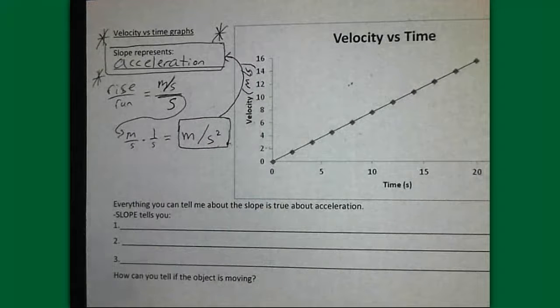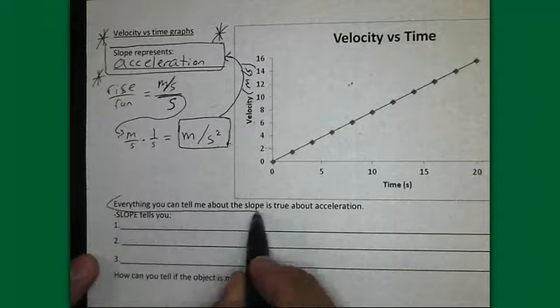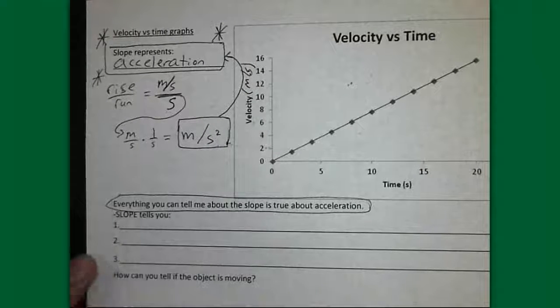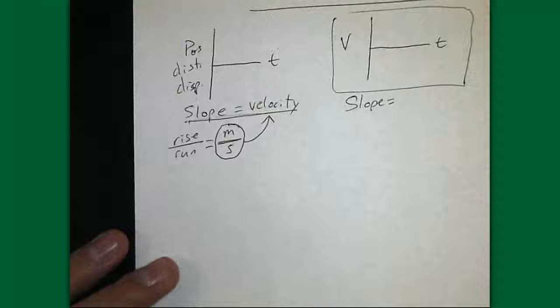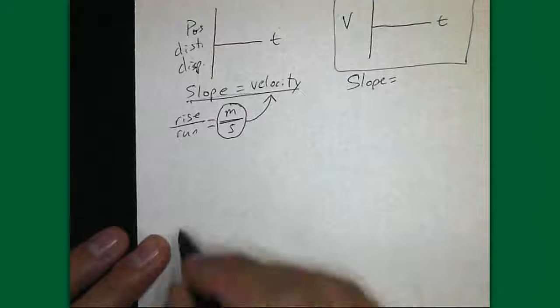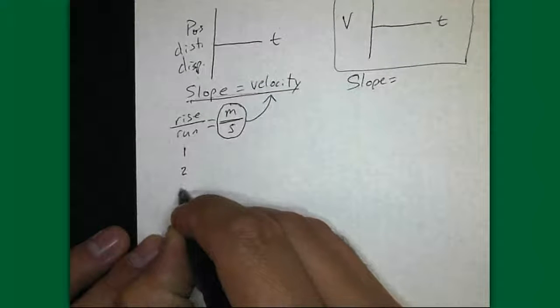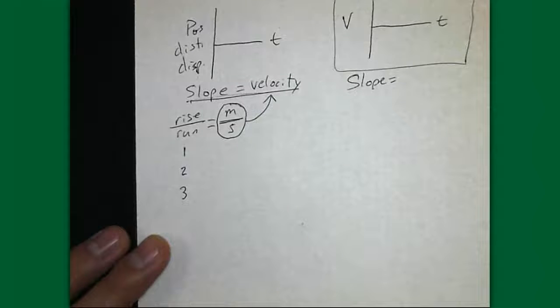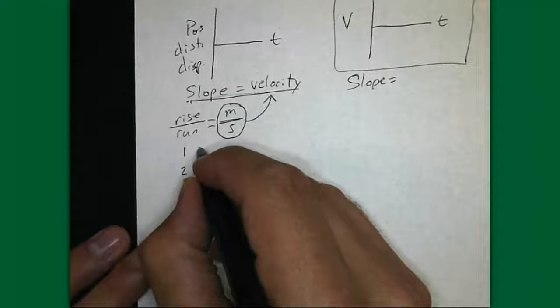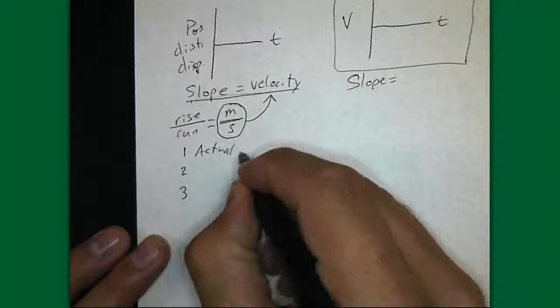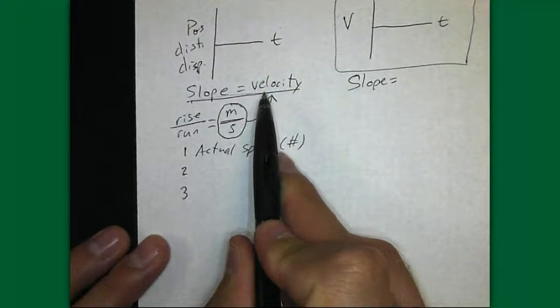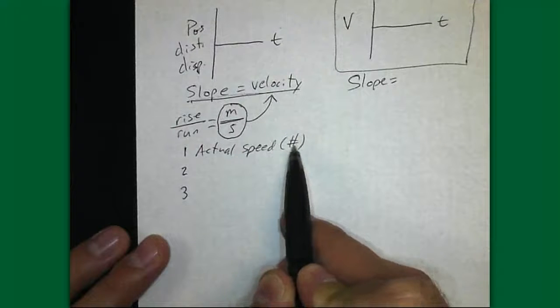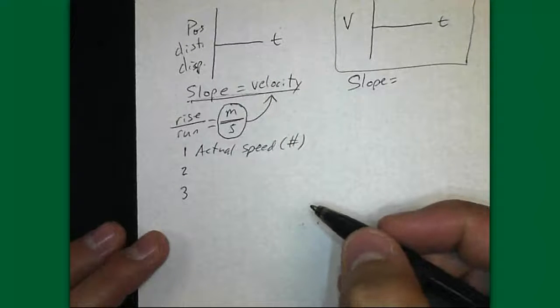So if the slope represents acceleration, what that means is that every single thing you can tell me about this slope is also true about the acceleration. Let's go back to position versus time graphs. In a position time graph, there were three things that the slope could tell me about the velocity. Number one, we could find the actual speed. In other words, the number. If I calculate the actual slope, that would give me the actual speed. The number, the magnitude, in other words, of the speed.